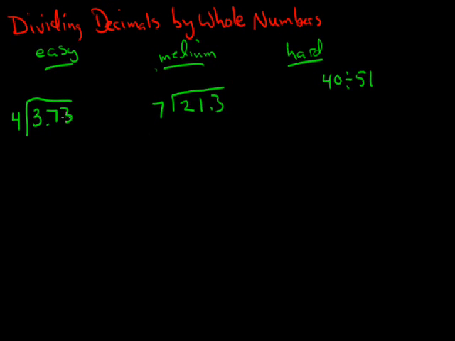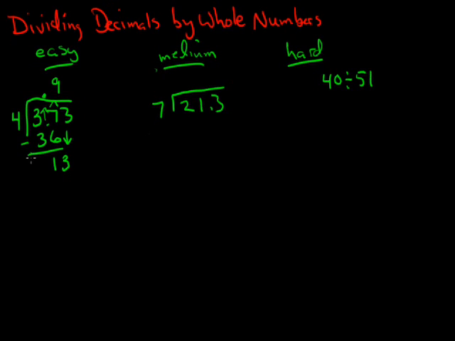The easy part is when there is a whole number as your divisor, all you do is you pop your decimal directly up. And for now, we follow the rules exactly the way we know how to do them. 4 can't go into 3, but 4 can go into 37. So 4 times 9 is 36. 37 minus 36 is 1. We're going to bring down the 3.